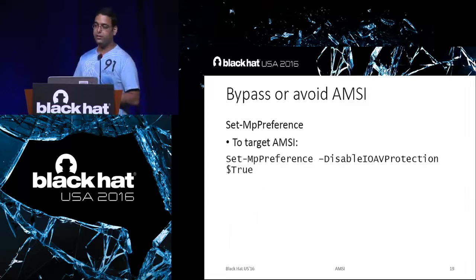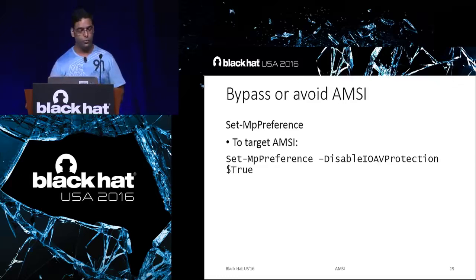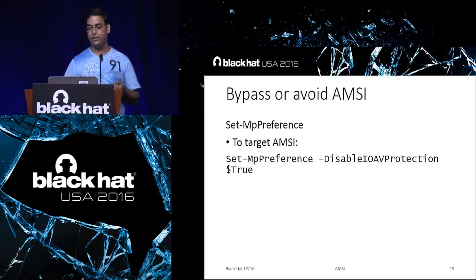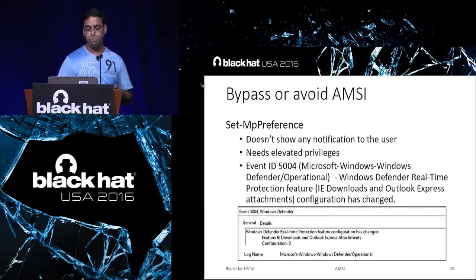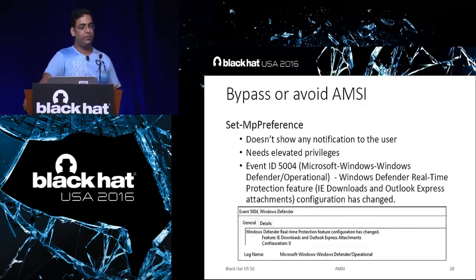Now there is another way. That's the thing which we used in the very first example. That's to disable IOAV protection, setting it to true. That allows us to do interesting stuff as well that we saw already. This doesn't show any notification to the user, a bit more stealthy. Once again, needs elevated privileges.